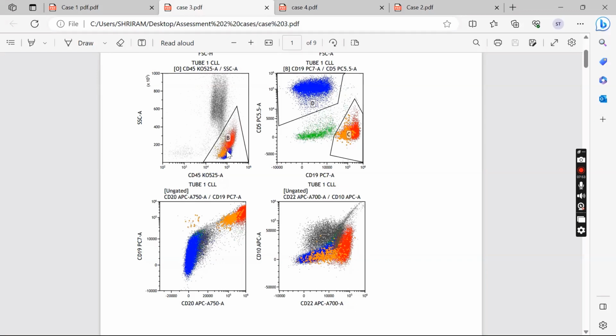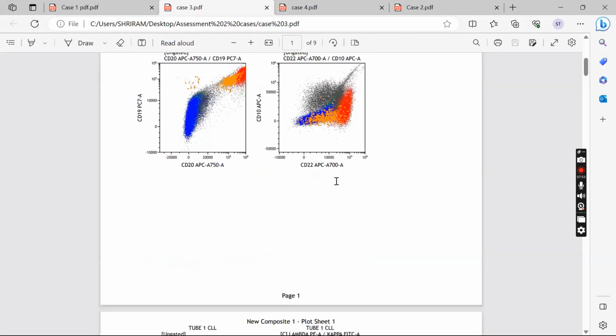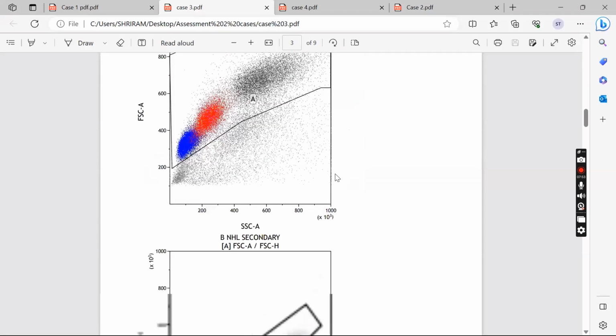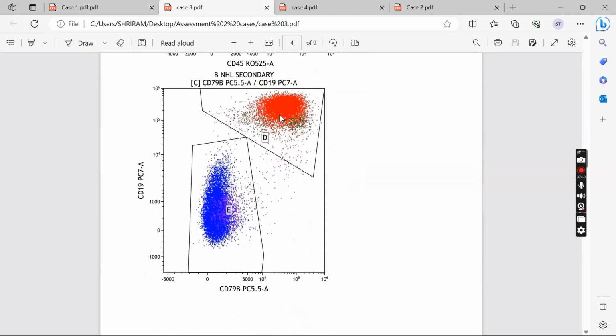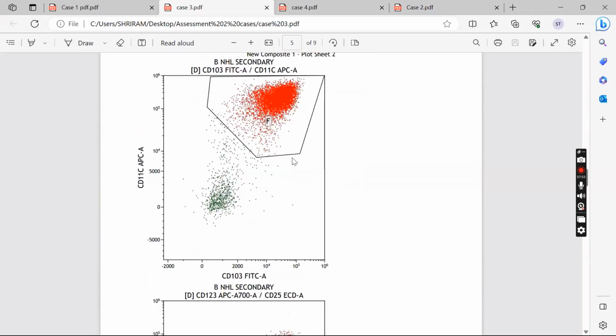Sir, why is it kappa only restricted, that normal orange color? No. The problem is that there is some amount of normal B cell population within this particular gate, but I could not bring it out at this stage. You got it? So this is normal kappa expressing B cells. There are also normal lambda expressing B cells along with the neoplastic lambda restricted cells. But at this point, I cannot bring it out from this particular cluster.